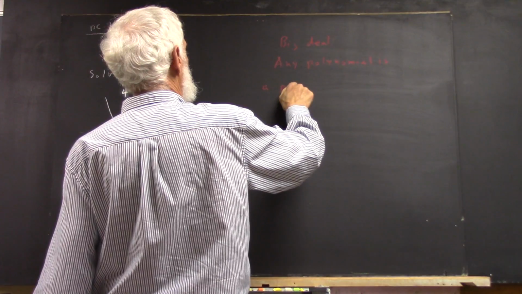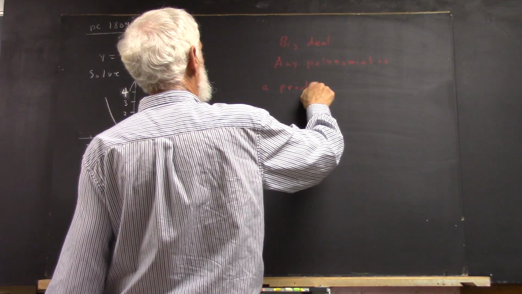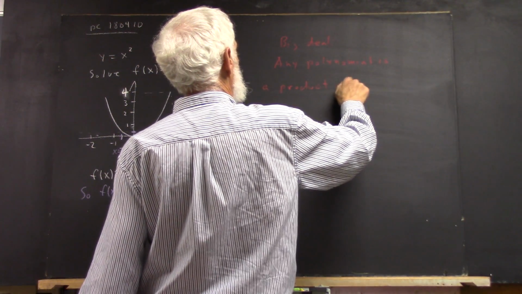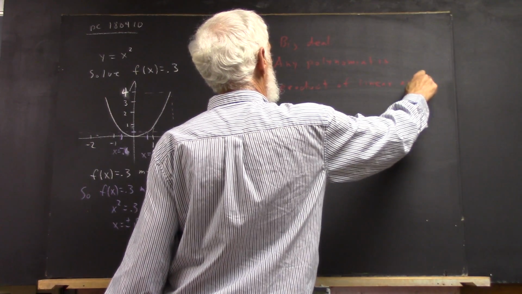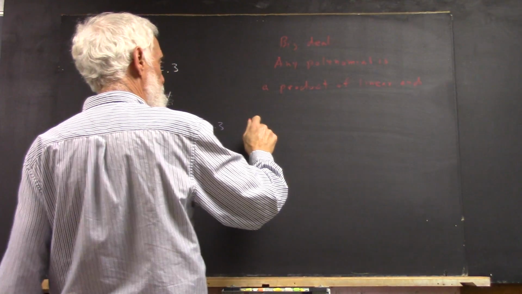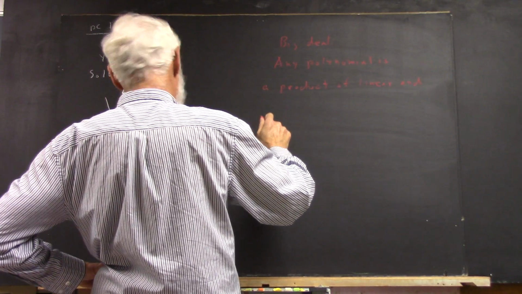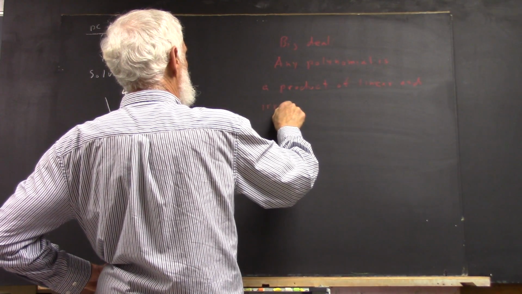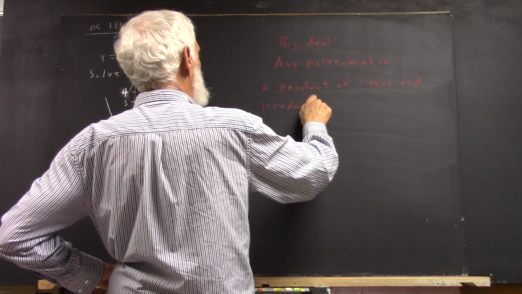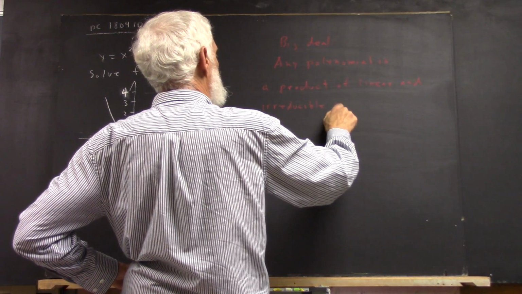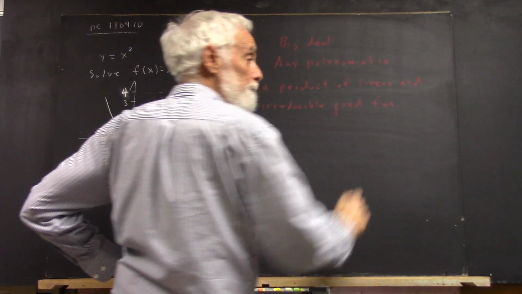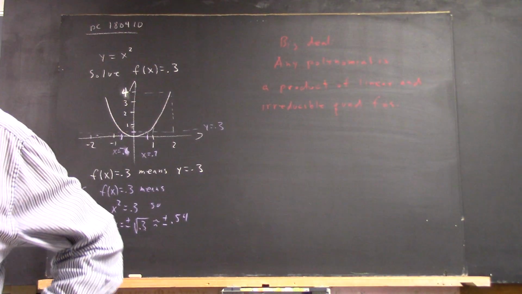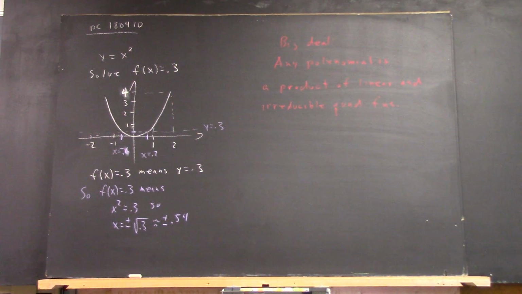Any polynomial is a product of linear and irreducible quadratic functions. We already did this. Irreducible. Okay, I had to write that down.